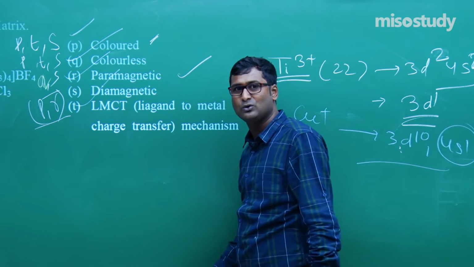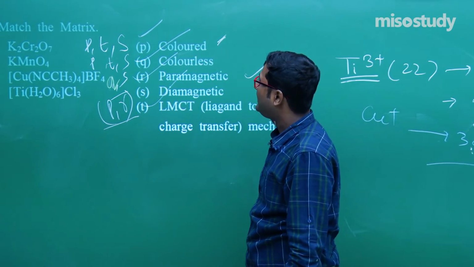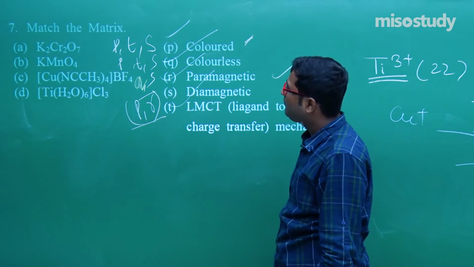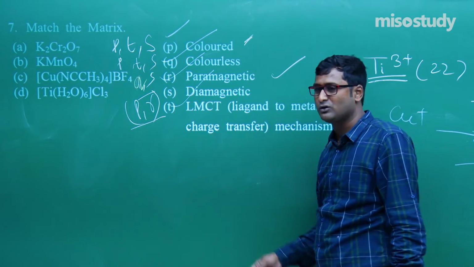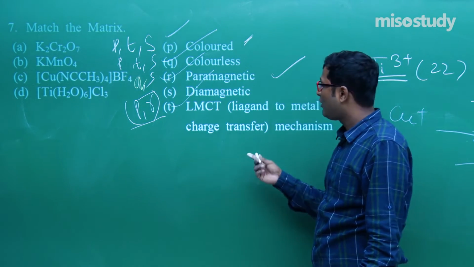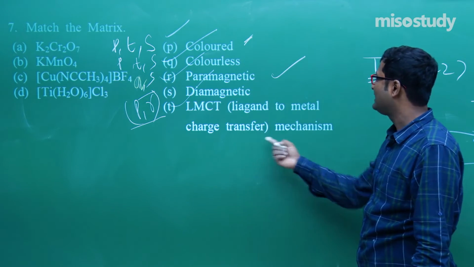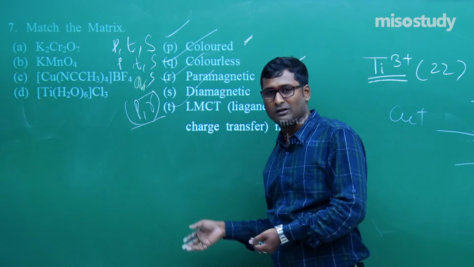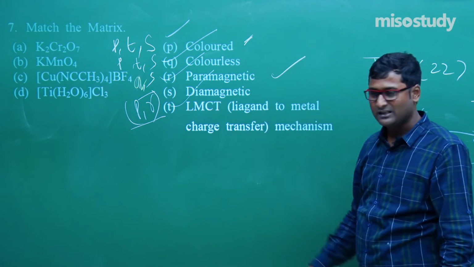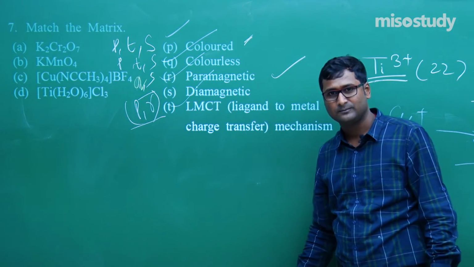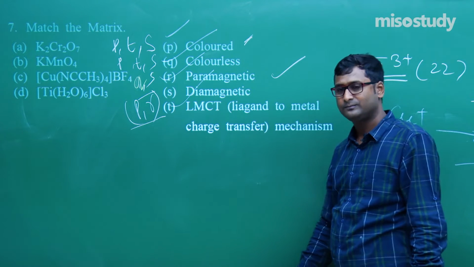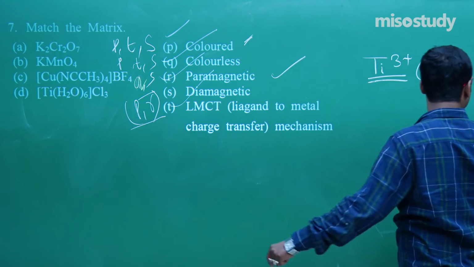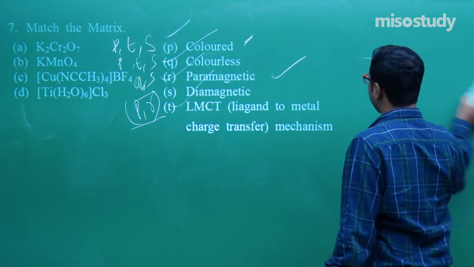For K2Cr2O7, sir, it is very simple, PST. For KMnO4, PST, because K2Cr2O7 and KMnO4 both show ligand to metal charge transfer, as I discussed in my previous question also. Clear? Check the things. I am giving you a few seconds, check it out. Clear? Now let's move to the next question.